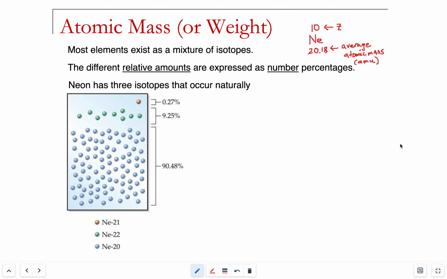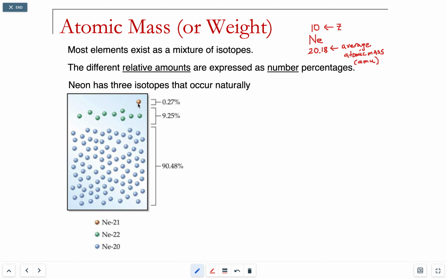So now we're going to look at how the atomic mass or the atomic weight of an element is calculated. If we look at neon in the periodic table, you'll see the symbol for neon, Ne. And then the number above it, the number 10, is Z, which is the atomic number. That defines the number of protons and therefore also defines the number of electrons in any given atom of neon. The number below it is called the average atomic mass, and the units are atomic mass units.